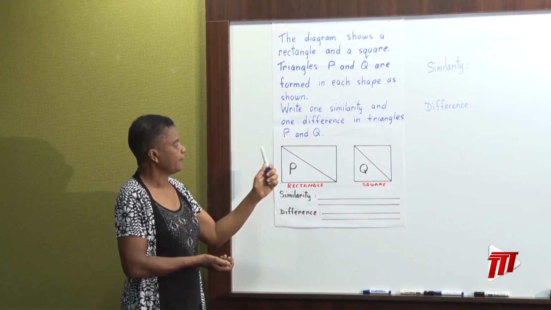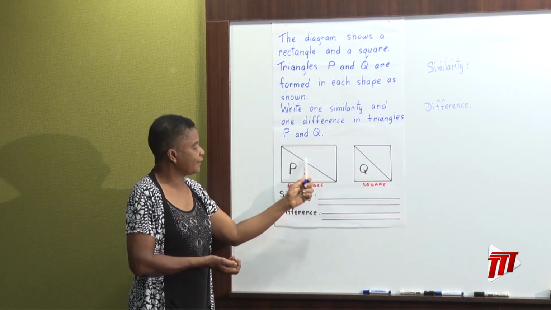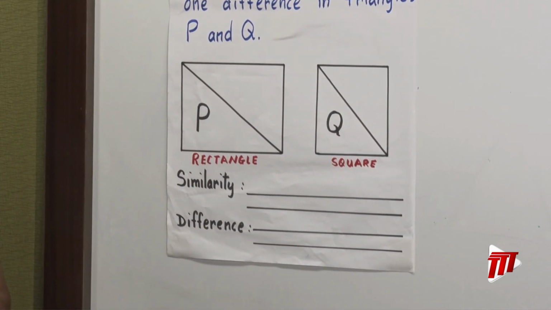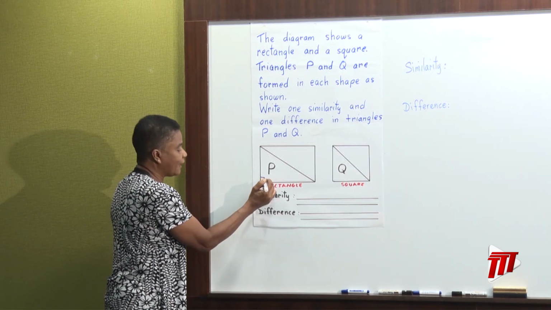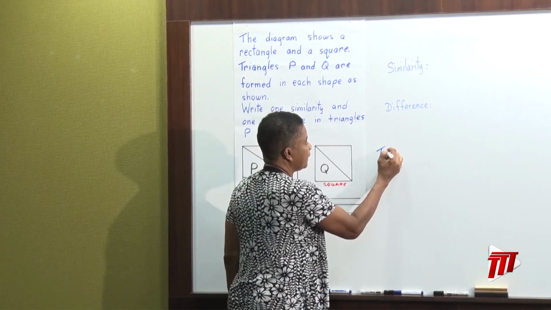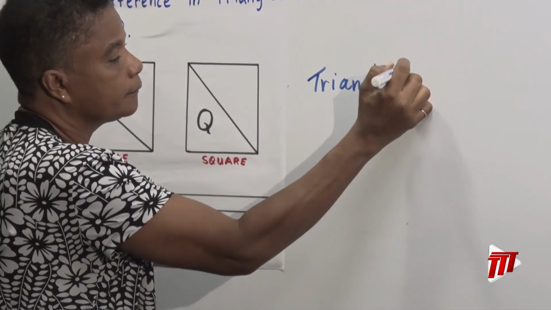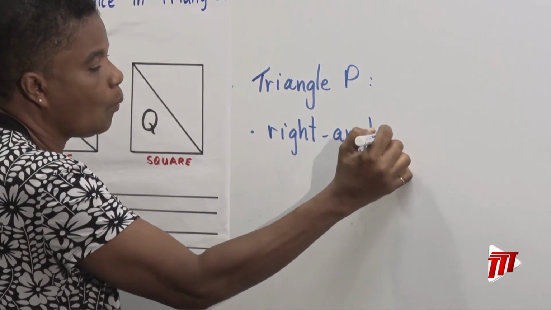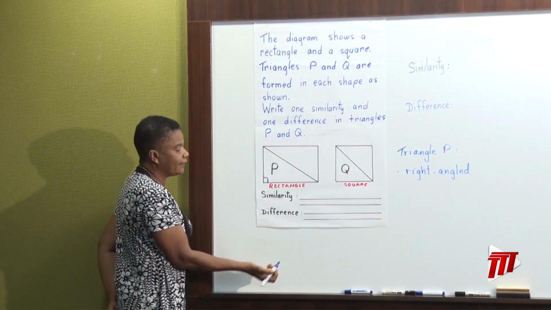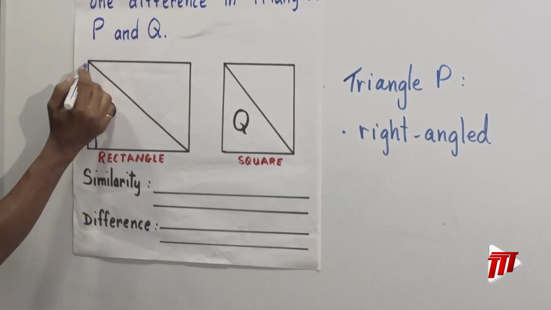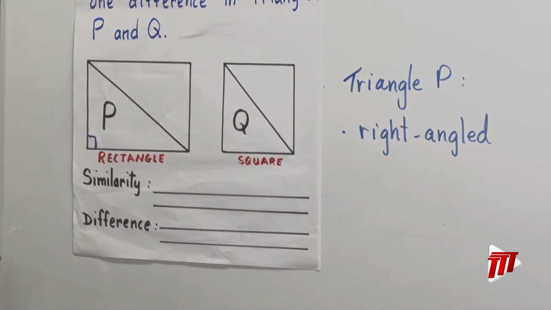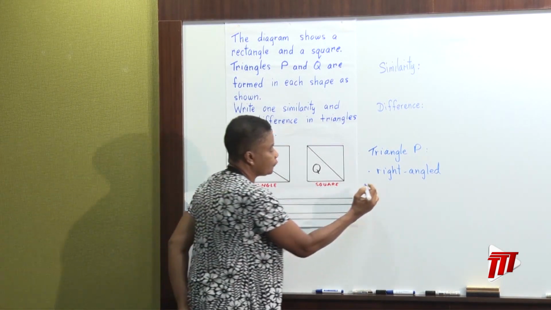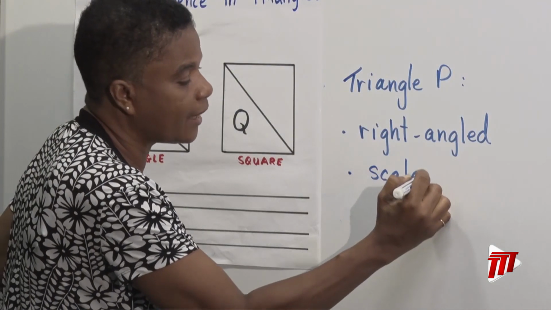Let's go. If this is a rectangle and this line here cuts the rectangle in 2, what can you tell me about the triangle P? So triangle P is right angle. Let's write that down for triangle P. It is right angle. What else about triangle P? If it is a rectangle, then the length will be longer than the width. So we have a triangle with 3 unequal sides. Do you remember what we call a triangle with 3 unequal sides? Yes, scalene. So triangle P is also a scalene triangle.